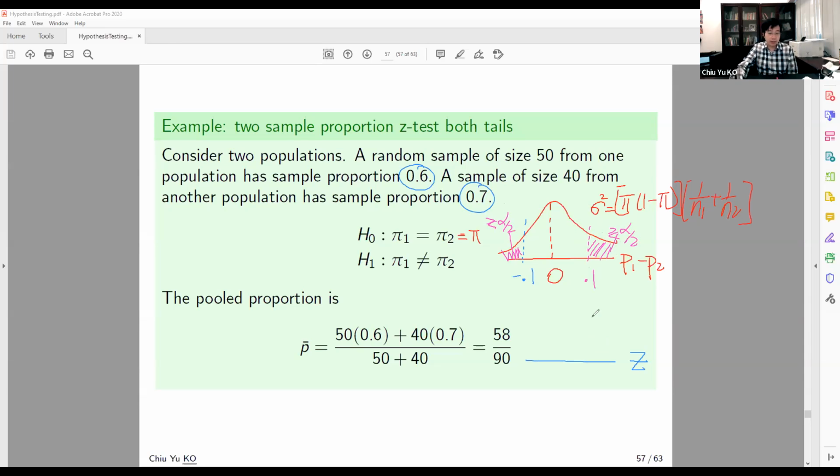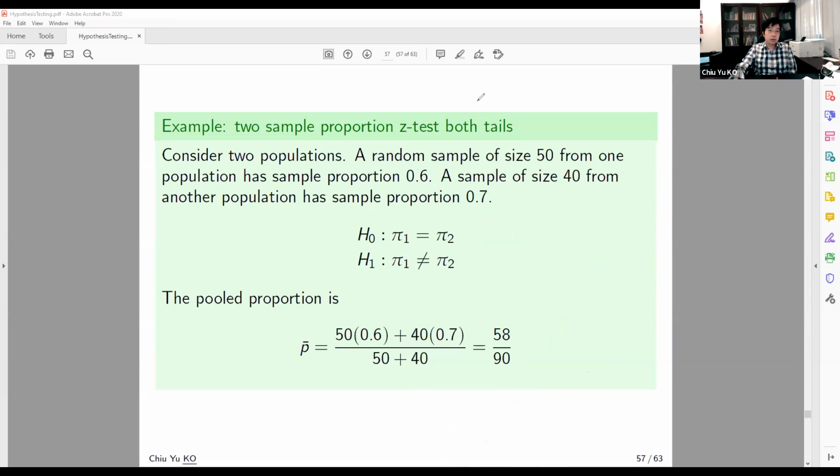Then we need to convert to the z space. That is the goal of the next slide: to see what negative 0.1 is equal to. This is 0 again, and what is this number? How to convert it? You just take negative 0.1 and divide by the square root of p bar times 1 minus p bar times 1 over 50 plus 1 over 40. That will be a normal 0, 1, which is what we have in the formula.